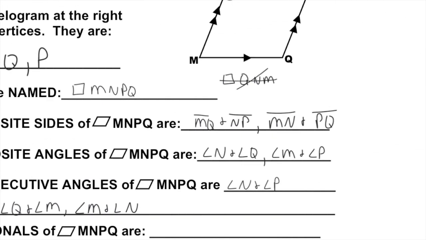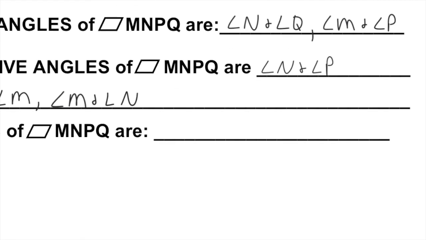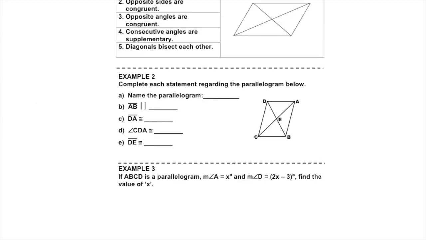Then we have the diagonals. Now, they're not specifically drawn, but we can draw them in. There would be one. Here would be the other. So it looks like I have segment MP and segment NQ. So that's basically all the important parts of a parallelogram. It's important to know those because we're about to learn a lot of rules about it. So let's look at some of the rules.